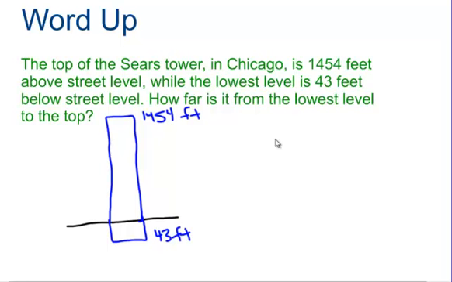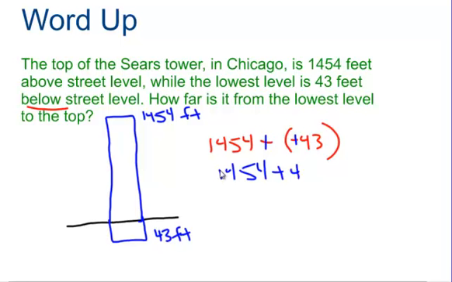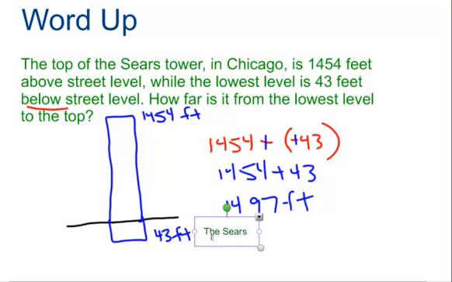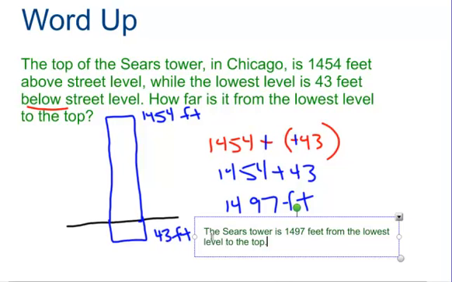Now, when we're above street level, we are positive, right? So that's 1,454. We want to find the difference between the highest height and the lowest depth, okay? So we're going to subtract 1,454 minus negative 43. And it's negative 43 because it's below street level. Below street level is negative. So 1,454 minus negative 43, we add them together. Signs are the same. So we add. 1,454 plus 43 is 1,497 feet. So, type this one out. The Sears Tower is 1,497 feet from the lowest level to the top. And there we have it.